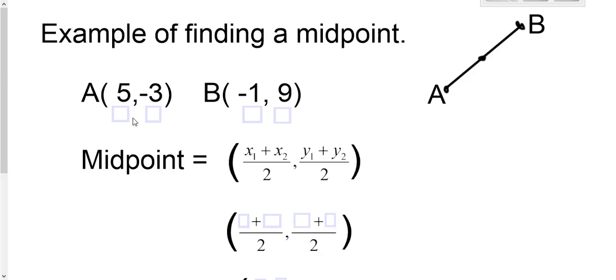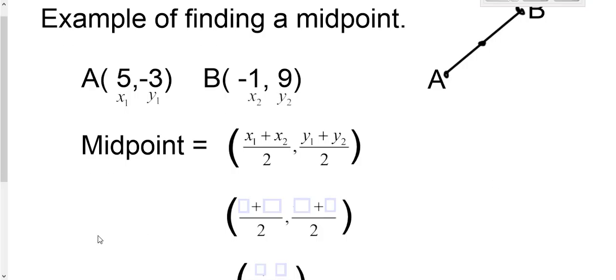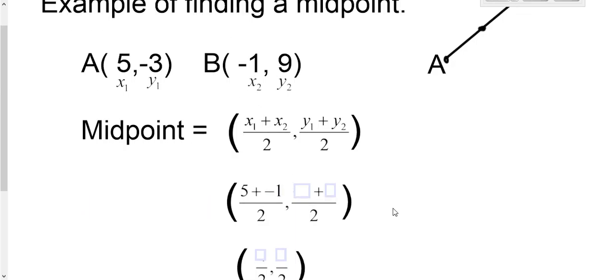So a lot of times I like labeling them. Okay, this is an x, I'll call it x1. This is a y coordinate, so y1, and x2 and y2. So now we're going to substitute these numbers into the formula where they go. So x1 was, we labeled as 5, plus x2 was -1. And then y1 and y2 here. y1 is -3 plus y2, which is 9.